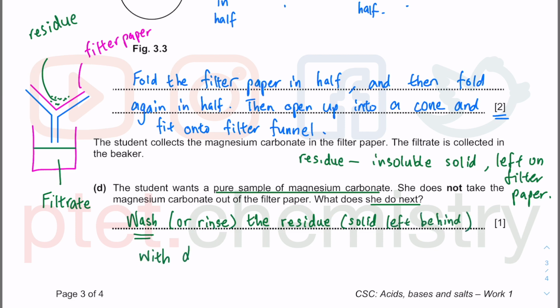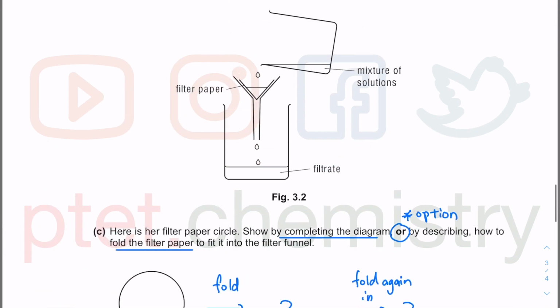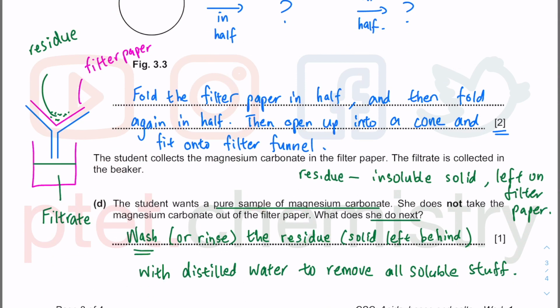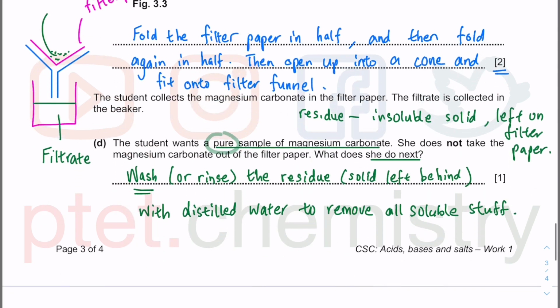with what? With distilled water, because you want to remove all the soluble stuff. Your stuff is insoluble, so it will get left behind, but previously you had a bit of the solution which contains your mixture of solutions, and you want to ensure that it's as pure as possible. You want a pure sample, so you want to remove all the soluble stuff, so you wash it with some distilled water. The distilled water will solubilize whatever is soluble and pass it through and join the filtrate, and then whatever is left behind after you wash it should be the pure sample of the insoluble magnesium carbonate precipitate, or the solid.